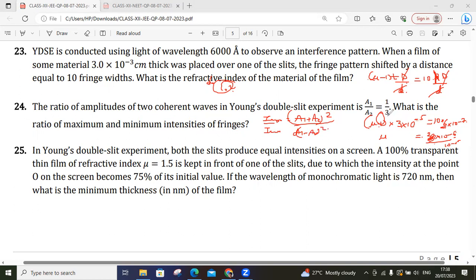So if you take A1 by A2 is equal to 1 by 3, if you take this as x, this will be 3x. So x plus 3x, 4x, by 3x minus x, 2x. 4x by 2x. x square cancels, 4 square by 2 square. So 4 square is 16, 2 square is 4, 4 by 1. It is 4 is to 1.